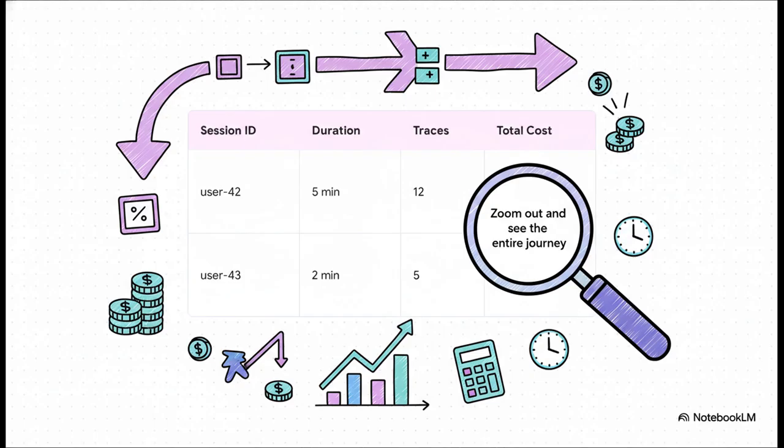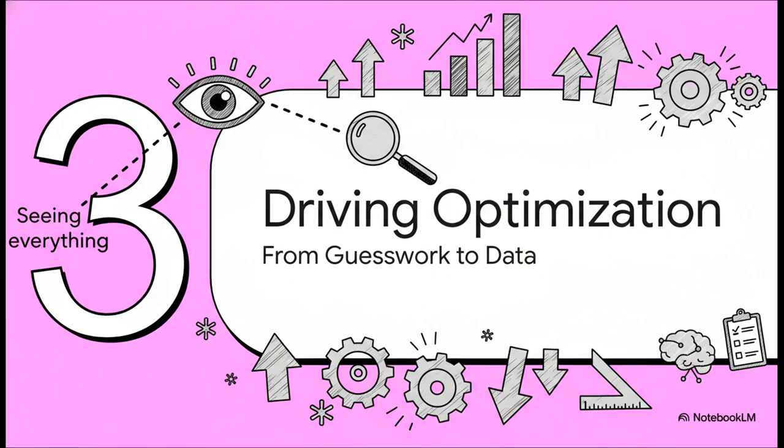You can see how long someone was using your app, how many different calls were made in that time, and, this is the big one, the total cost of that entire conversation. Honestly, it's a total game changer for understanding how people are actually using your product. Okay, so once you can see everything that's going on, what's next?